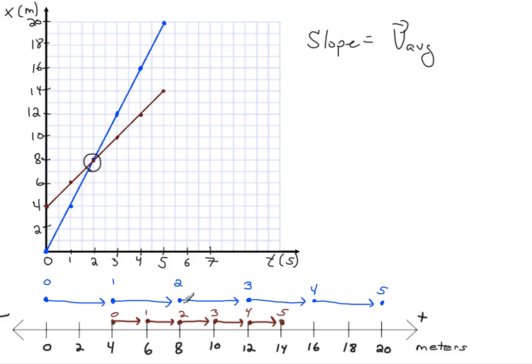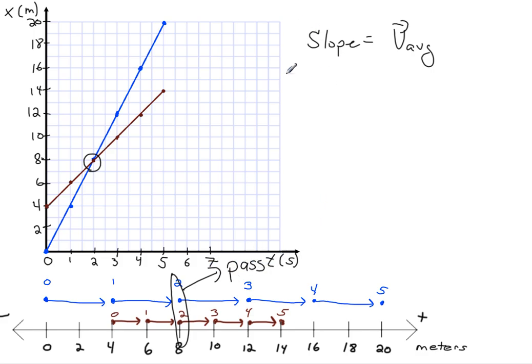Take a look at it on the motion diagram. Blue object, red object. They start at different locations at time 0. But by the time they reach 2 seconds, the blue object has caught up to the red object. They're at the same place at the same time. This is where the two objects are passing one another.